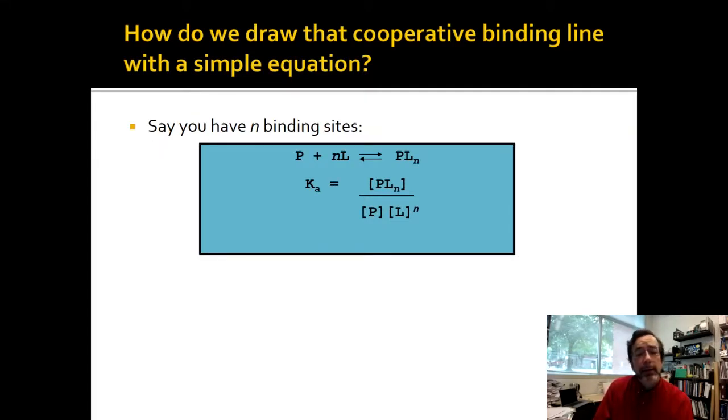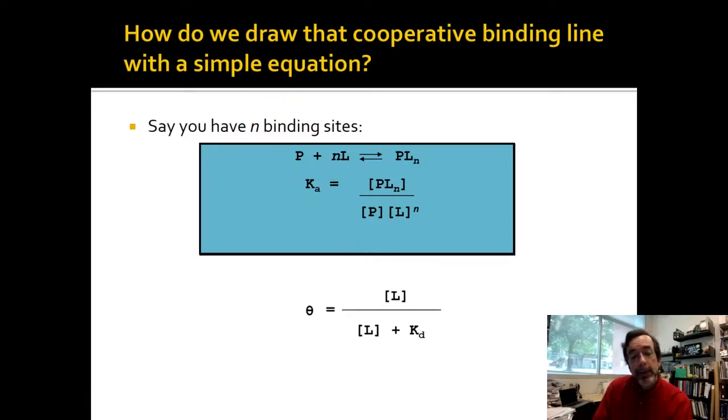And with the association constant for that equilibrium, products over reactants, the one rule is that our ligand concentration is now not just simply the concentration, but it's raised to the power of the stoichiometric coefficient. That means that instead of [PL] over [P][L], we now have a little superscript n. Remember, this is the general chemistry rule of how these equilibrium equations work.